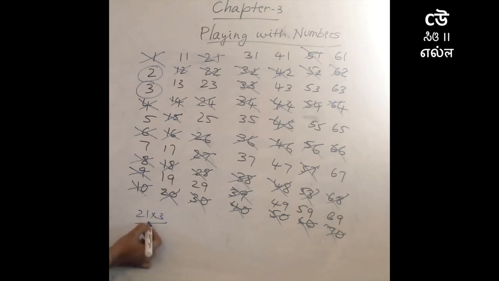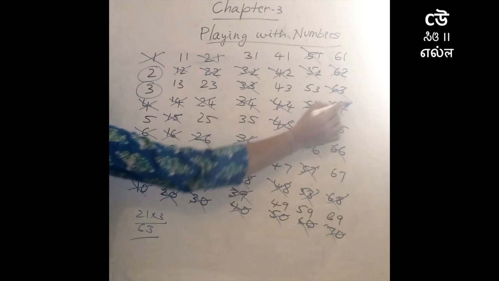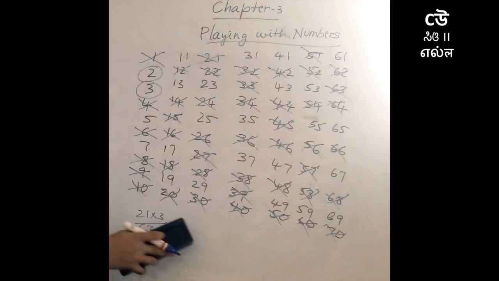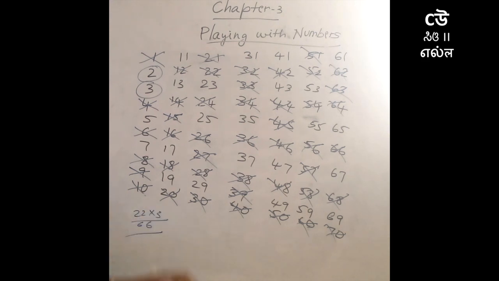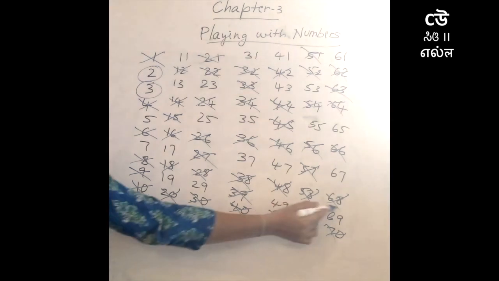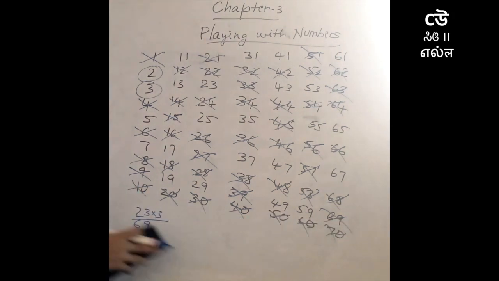3 21s are 63. Next, 3 22s are 66. 66 is already done. Then 3 23s are 69. So till 70 let us find. Okay, like that only you have to do.